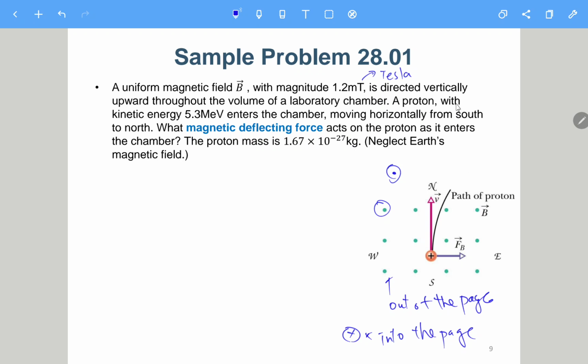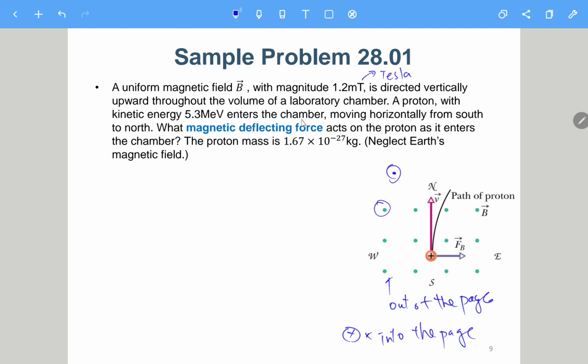Okay, so a proton with kinetic energy 5.3 mega eV. Hope you still remember this unit. This is not a proper SI unit, but usually used for particle physics. If you still remember, to convert eV to joule, you multiply by 1.6 times 10 to the minus 19, which is the elementary charge.